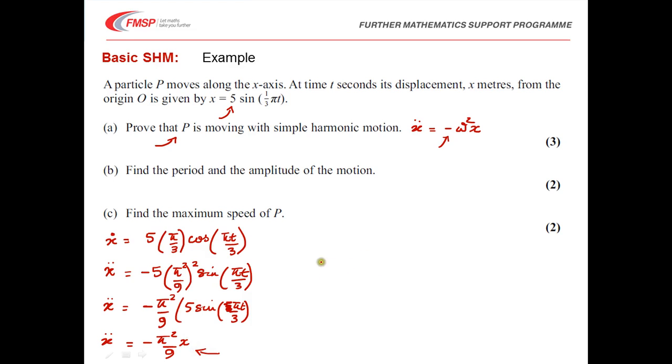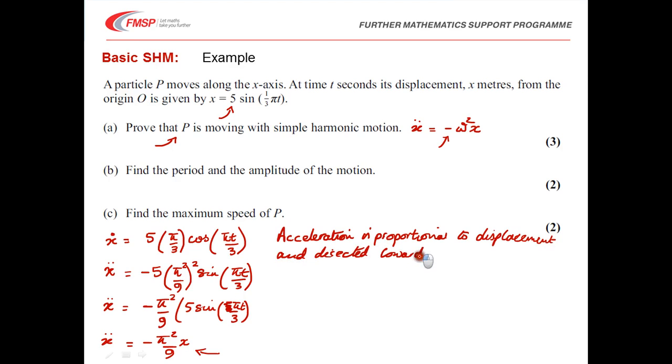So we need to make a little statement. We need to say something along the lines of acceleration is proportional to displacement and directed towards the point where displacement is 0. Okay, so we've got this negative proportional. Okay, this is simple harmonic motion.